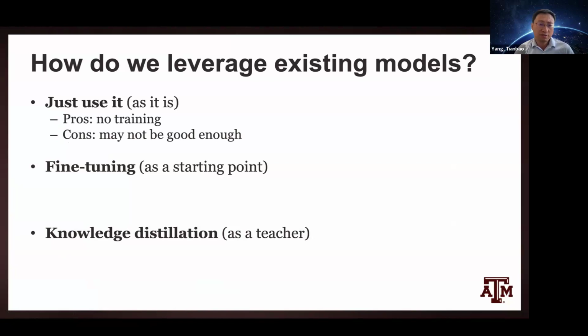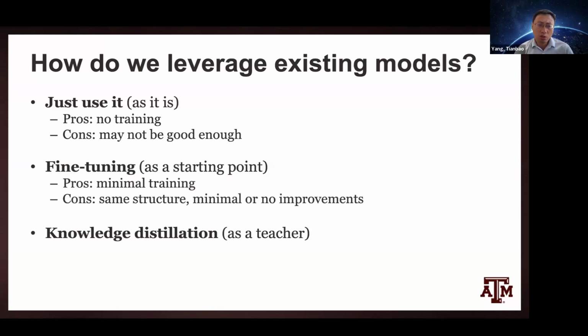Then the second approach is fine-tuning. This is actually what most people are doing right now for large language models, because you cannot pre-train a large language model, it takes a lot of resources. We just take a pre-trained model, maybe a fine-tuned model, to do further fine-tuning. So we use the existing model as a starting point. The pro is that it usually involves minimum training, you don't need a lot of GPU resources. But the con is that your model will be restricted to the same structure, and usually with fine-tuning there is minimal, sometimes no improvement, depending on what data you have.